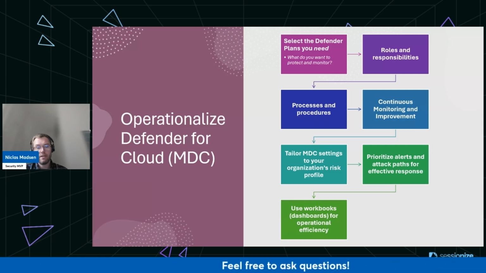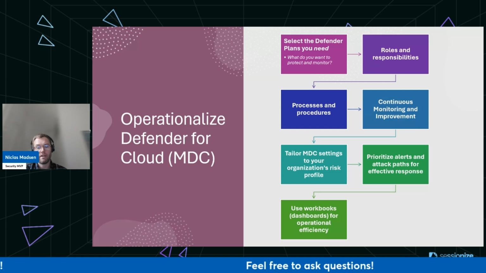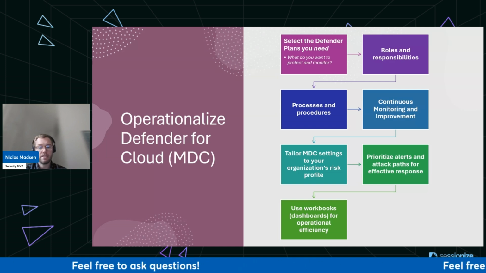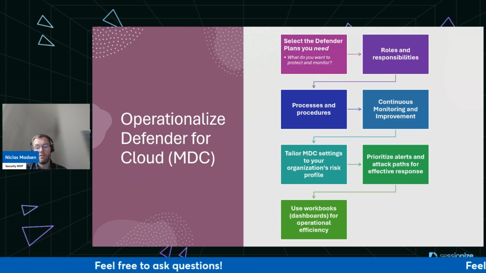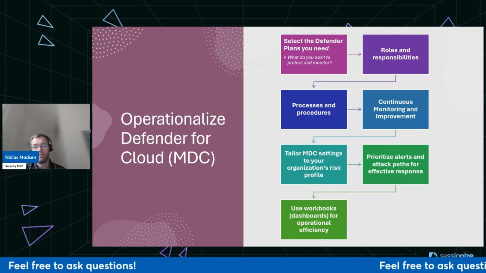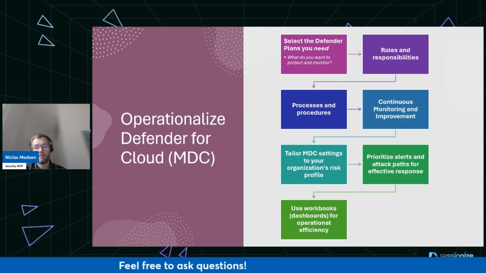The next one here is our processes and procedures, and that is, of course, like with everything else in IT, very critical. It includes defining the workflows. How do you work with Defender for Cloud recommendations? How do you work with alerts when there is something? So also incident response plans, stuff like that. You also need to continuously monitor and improve. So this is back to some of the other things that we have said.